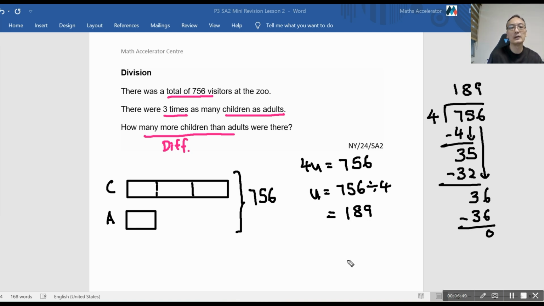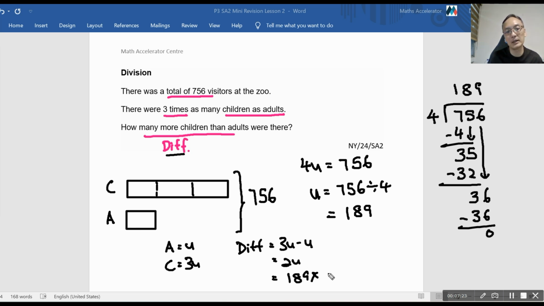189. Okay, now that we find that 1 unit is equal to 189, we need to find the difference between the adults and the children. We know that the adults is 1 unit. Let's write over here, adults is equal to 1 unit and the children is equal to 3 units. Remember, we need to find the difference between the two. So the difference between these two groups will be 3 units minus 1 unit, and we get 2 units.